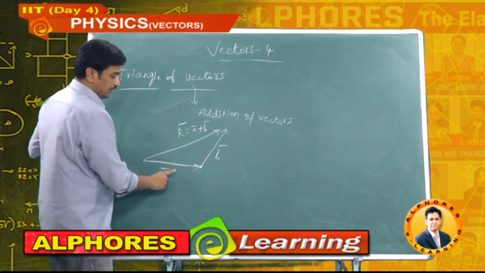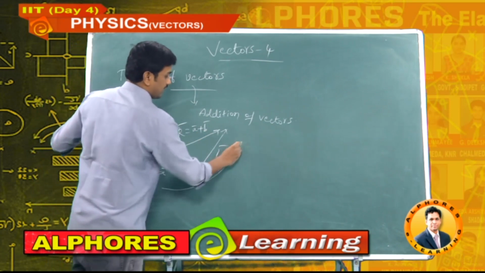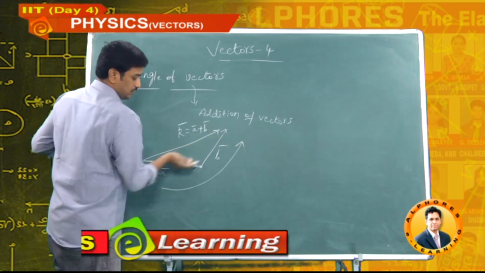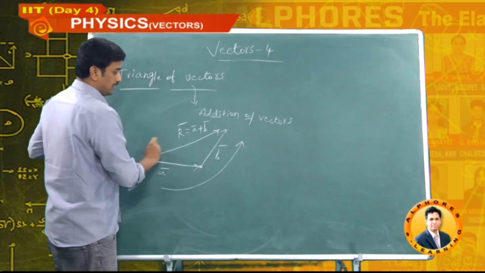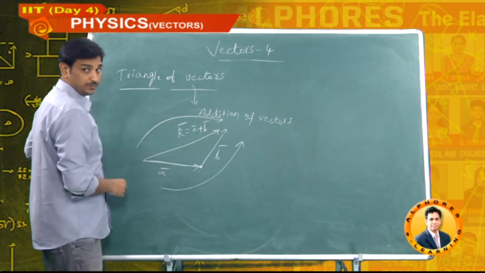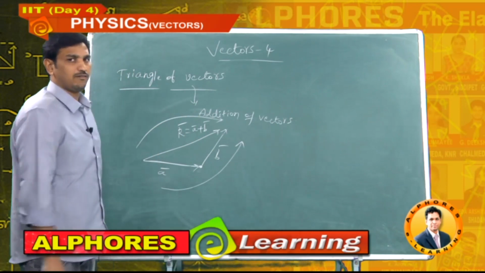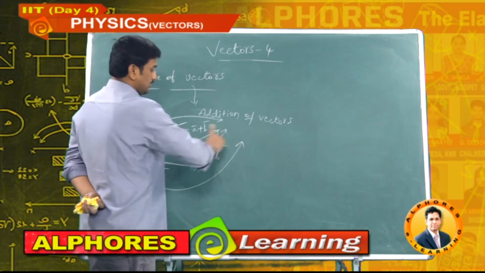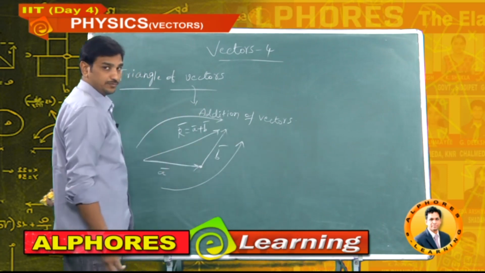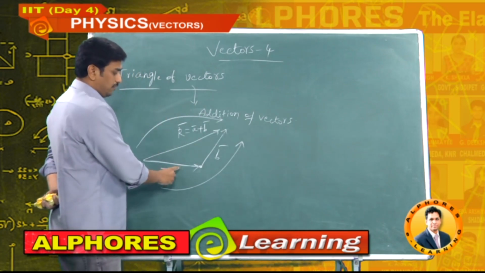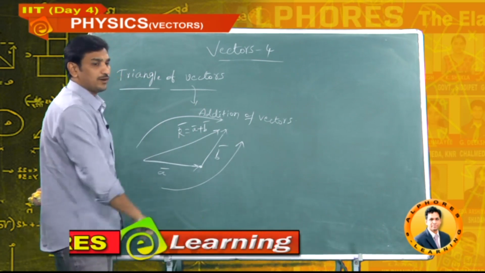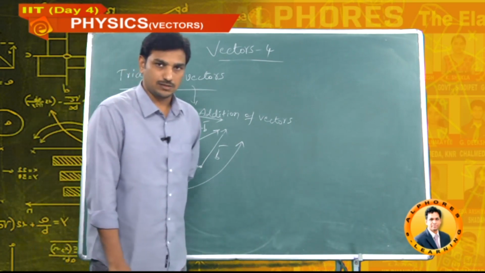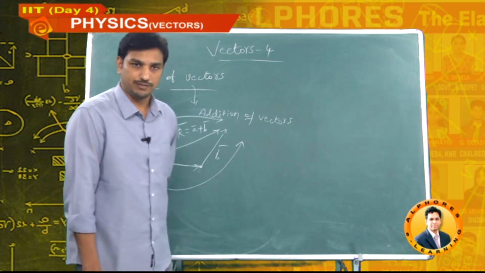See here, A bar and B bar are moving in this direction, and the resultant comes in the opposite direction. So the individual vectors which you are going to add move in one direction, and the resultant goes in another direction. This law is very useful in physics. I will show how it is useful in physics.